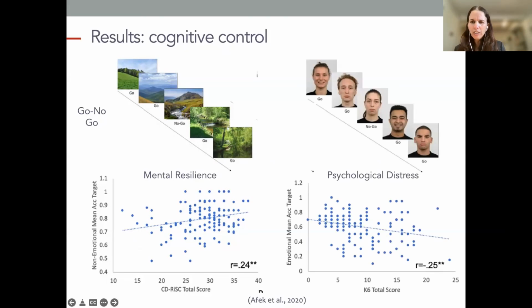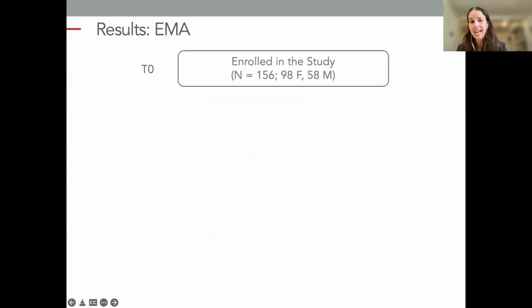However, psychological distress, we couldn't find such an association. Only when we looked at the emotional version of the go-no-go test, this is where we found the association between psychological distress and inhibitory or cognitive control. Those that had higher levels of self-reported distress had lower inhibitory control, but it was only evident when using an emotional version of the task.